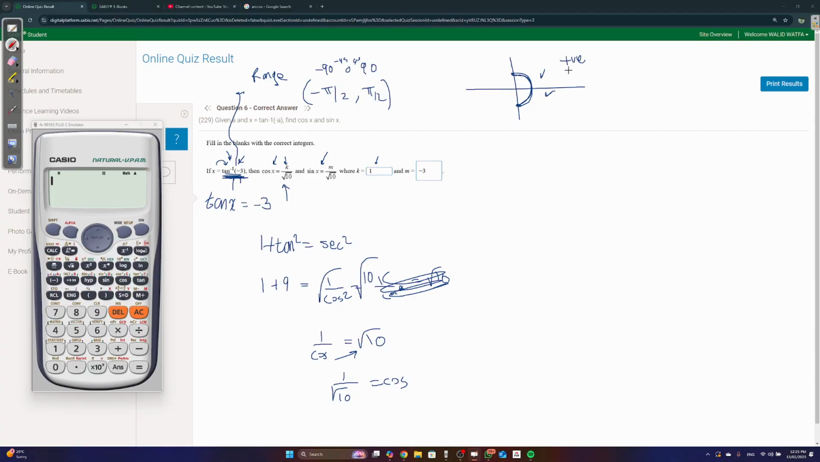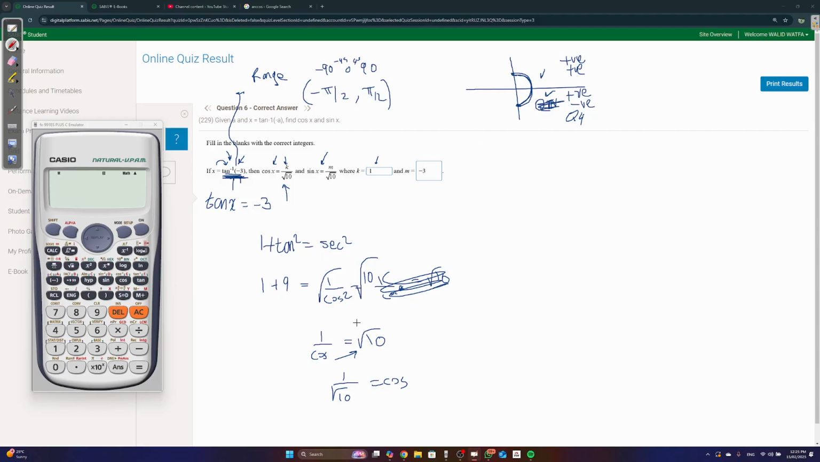Here, cosine positive, sine positive. So tan will be positive. Here, cosine positive, but sine is negative, obviously, right? So we're working in quadrant 4, IV. Or is it VI? I don't know, that doesn't matter. Quadrant 4. Okay. So we're here.